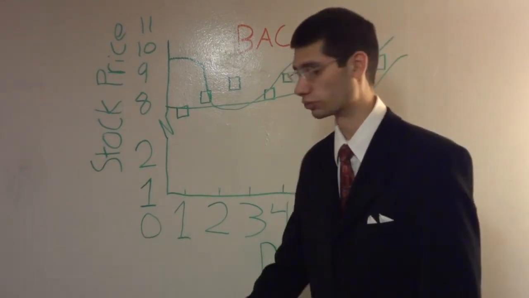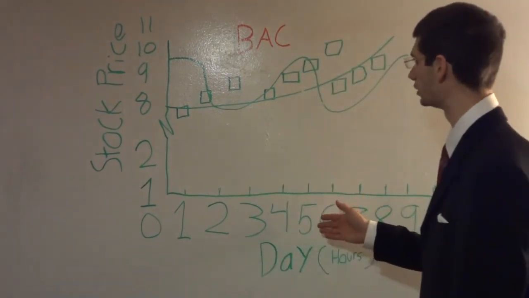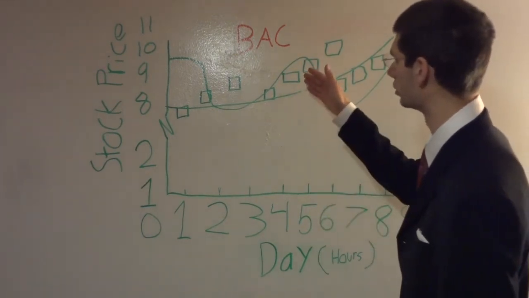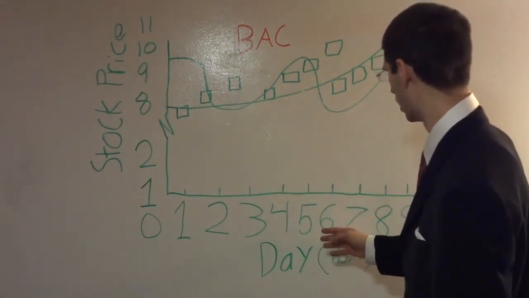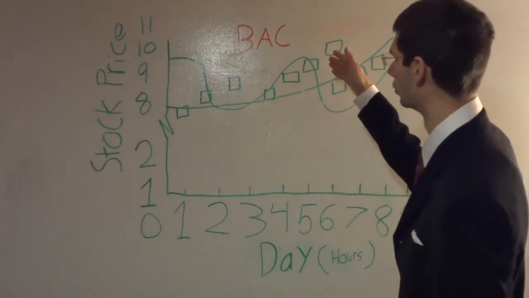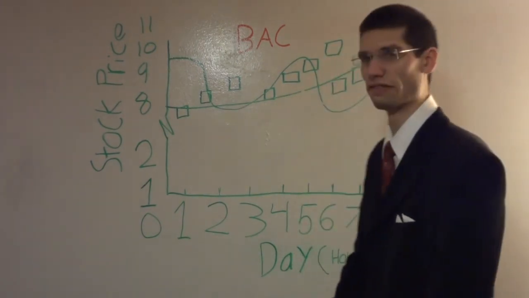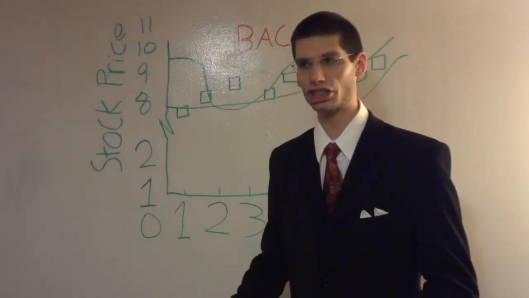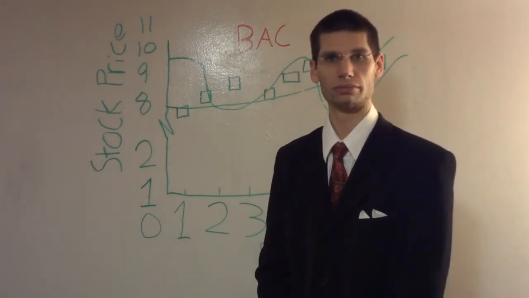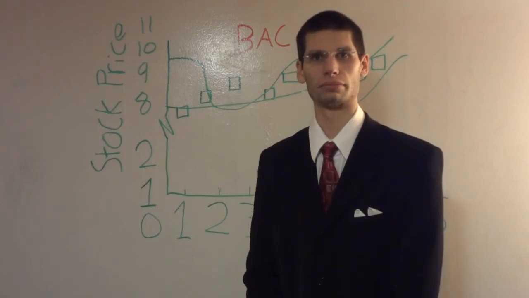Let's find out if my prediction was true. At hour 5, we see that our stock had increased to $8.50. At hour 6, we saw it up to $9. And at hour 7, it was at $9.50. The prediction was correct. How did I do that?